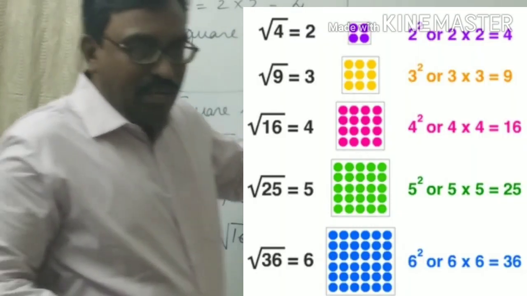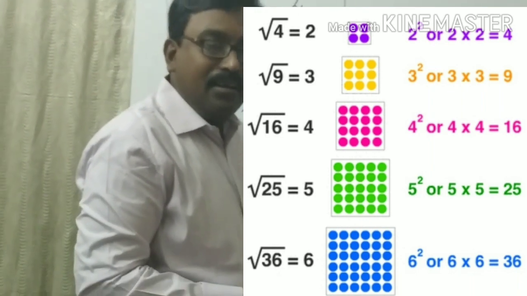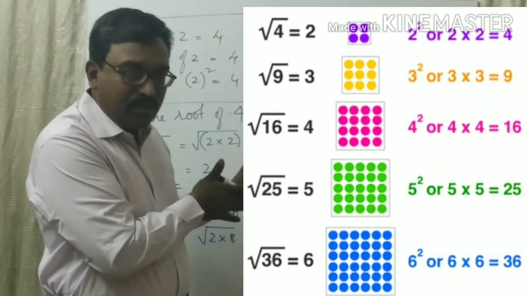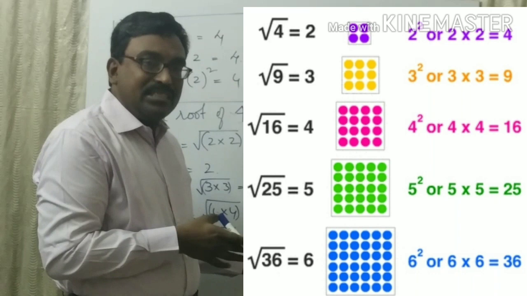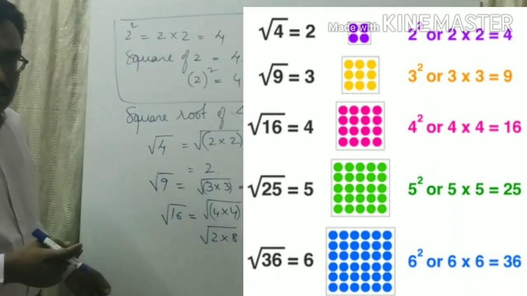So we can see some examples here. Root 4 is equal to 2, root 9 is equal to 3, root 16, root 25, root 36. The examples are given like this. Then we'll go to the next concept.